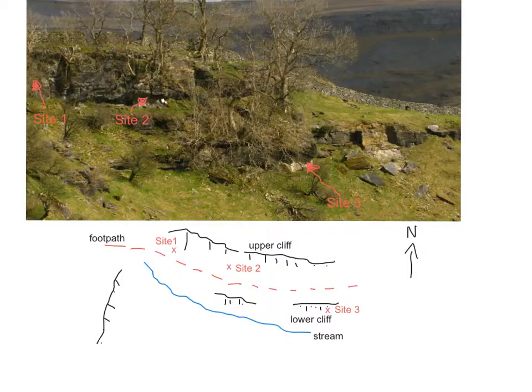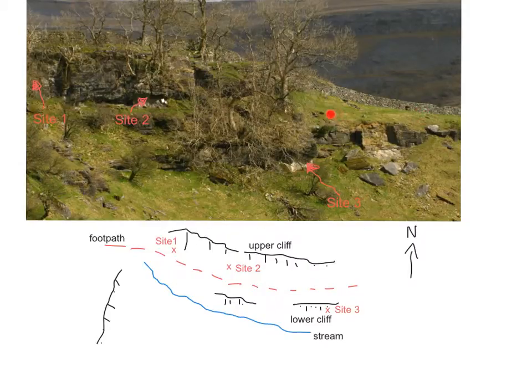So firstly, it's always worth doing an overview page. You can see here I've put the overview photograph in to show where site 1 is, where site 2 is and where site 3 is. It gives you a good overview. Anyone reading your report will be able to see where all the sites were.